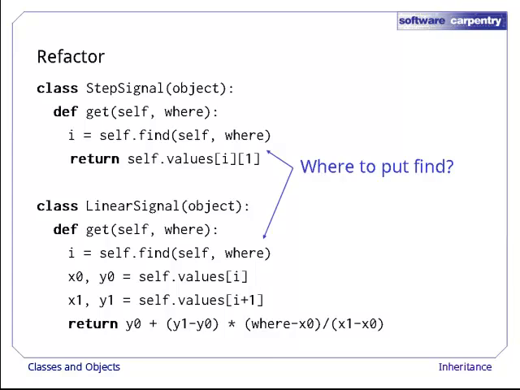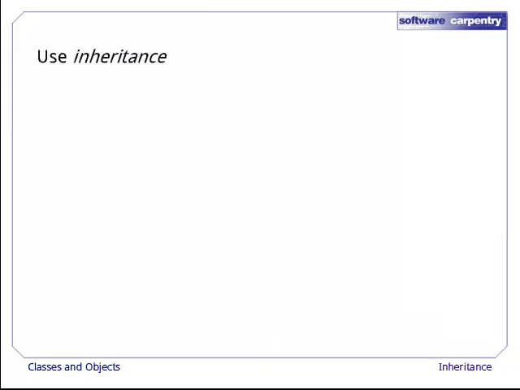But where should the find method go? We don't want to duplicate it in the two classes. That wouldn't really count as solving our problem. Instead, we're going to use inheritance. We're going to create a new class that inherits all the properties of an existing one, then specialize it.